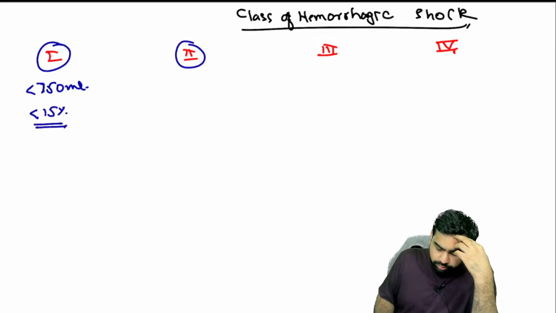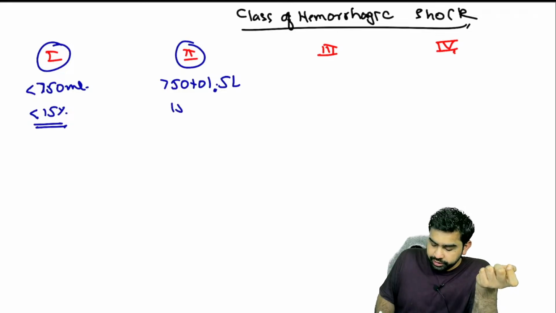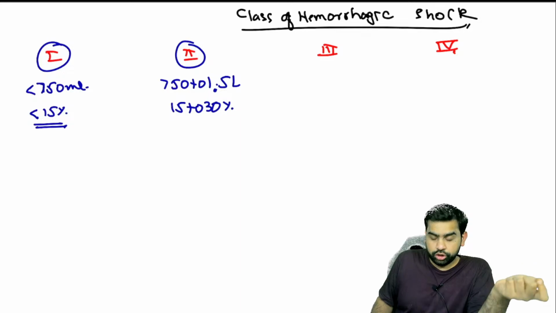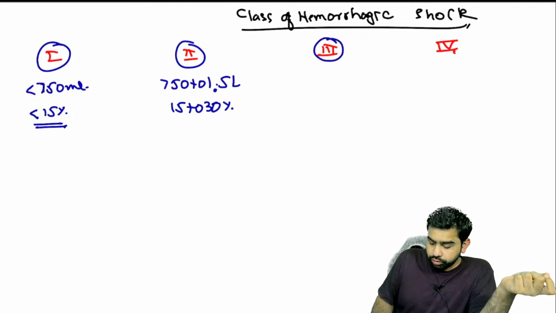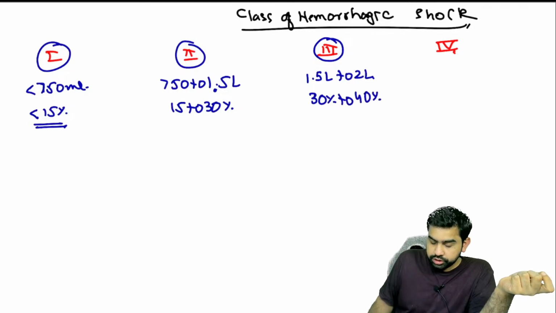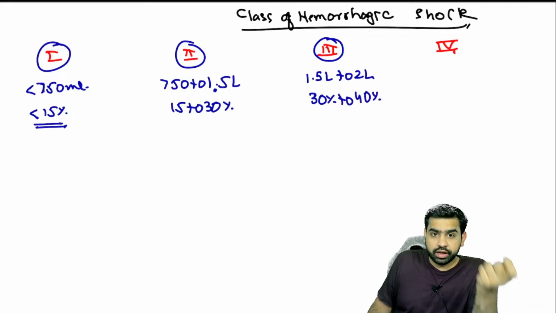What about class 2 hemorrhagic shock? Here the blood loss is between 750 ml and 1.5 liters, which is around 15 to 30%. What about class 3? The blood loss is between 1.5 liters and 2 liters, which is between 30% and 40%.